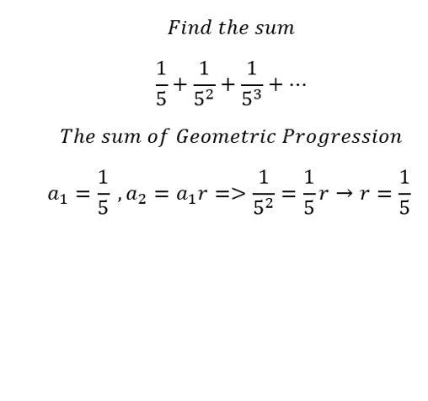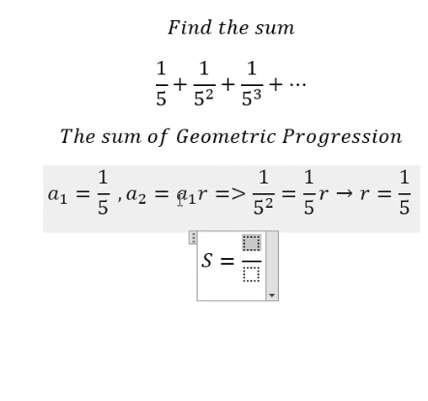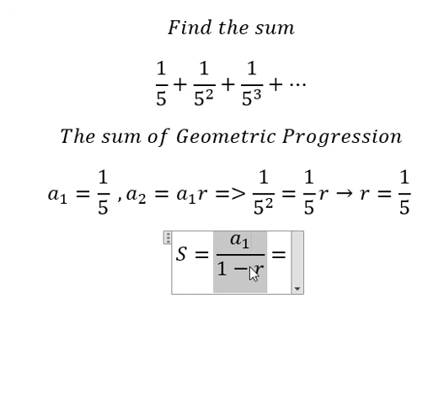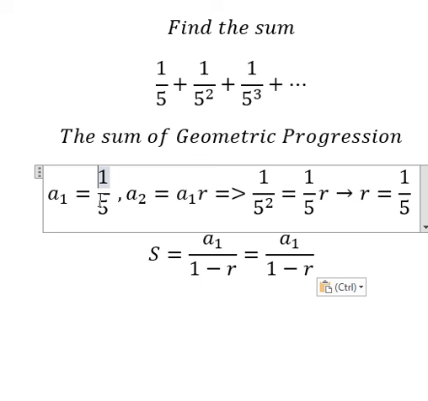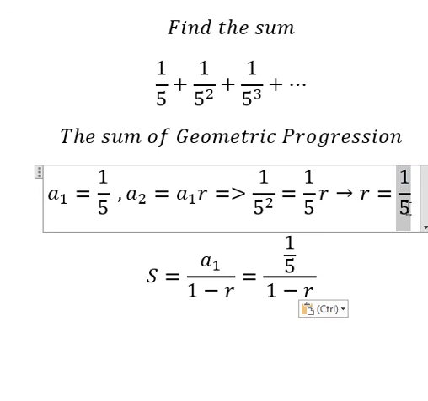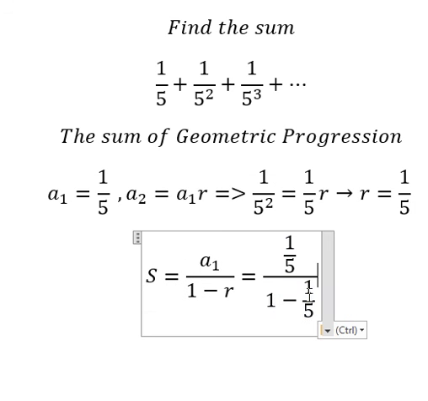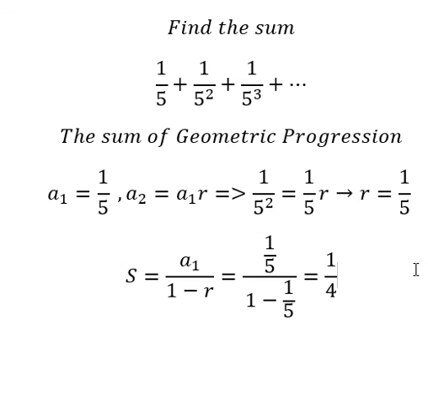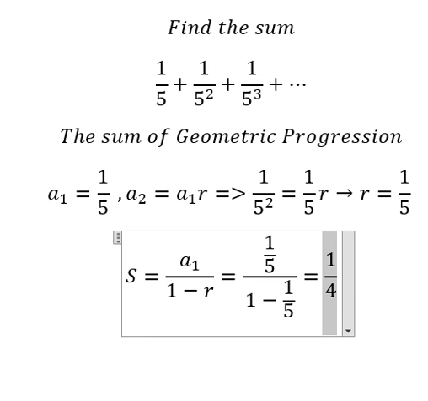And now we use the formula in here. This is the sum equals a1 over 1 minus r. So a1 that's 1 over 5. r that's this one. So we calculate this one. And we have 1 over 4. And this is the final answer.